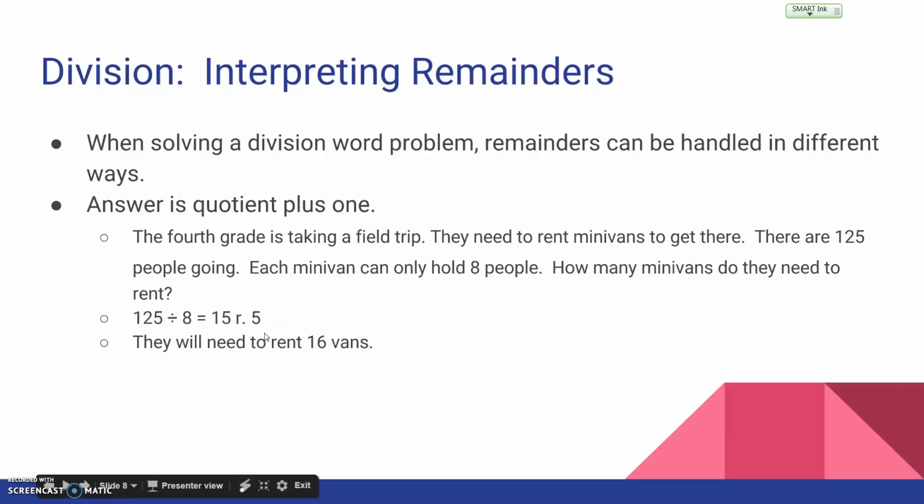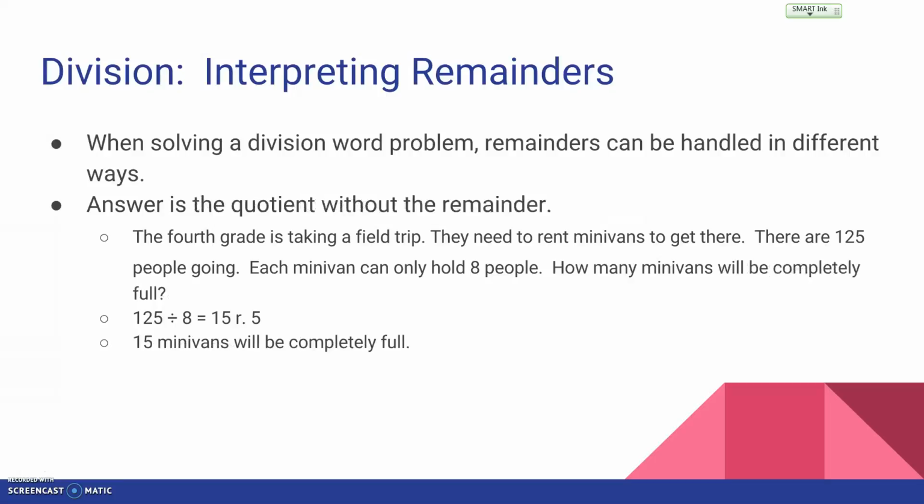So then we have to think, how many minivans should we rent? Well, we know that we need 15, but when we fill up 15 minivans with 8 people, we're going to have 5 people left over. Well, those people want to go on the trip too. So then we have to take the quotient and add 1 more to it. So the answer would be that they need to rent 16 minivans so that everybody has a place to sit. In this one, the answer is the quotient without the remainder.